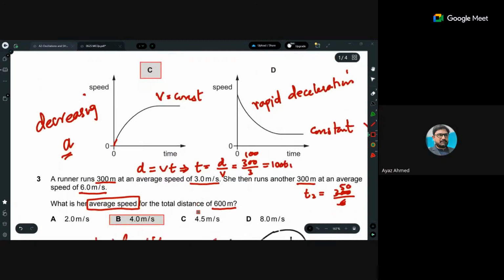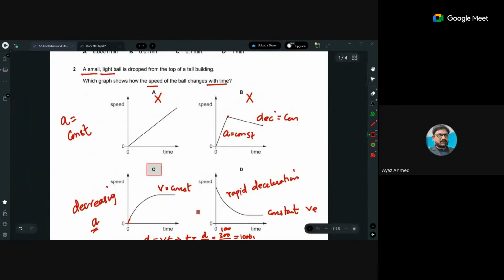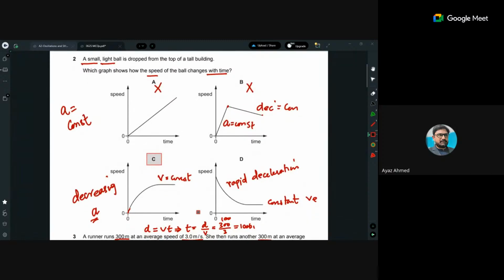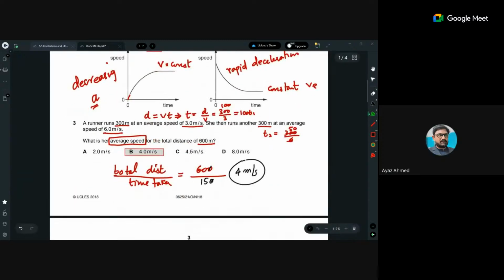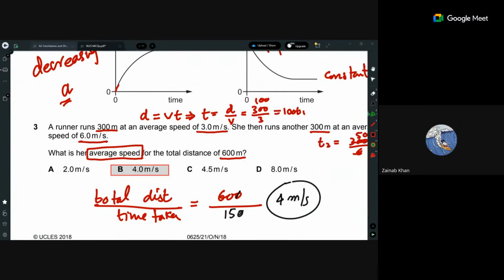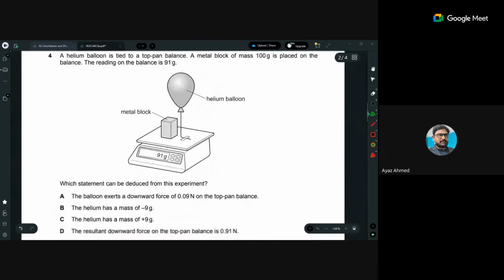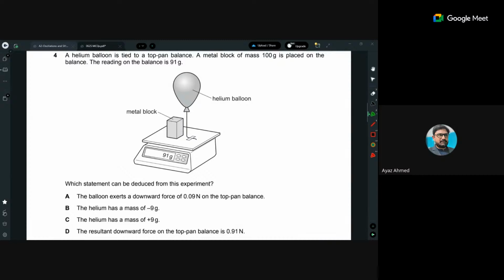Okay, Mariam, what was your answer for question number 2? C. And Zainab? Sir, also C. Very good. For question number 3, Mariam? B. And Zainab? B. Very good. Okay, now go to this one.